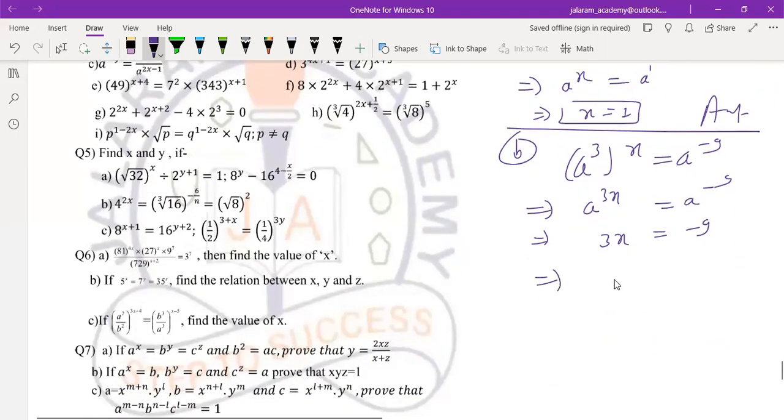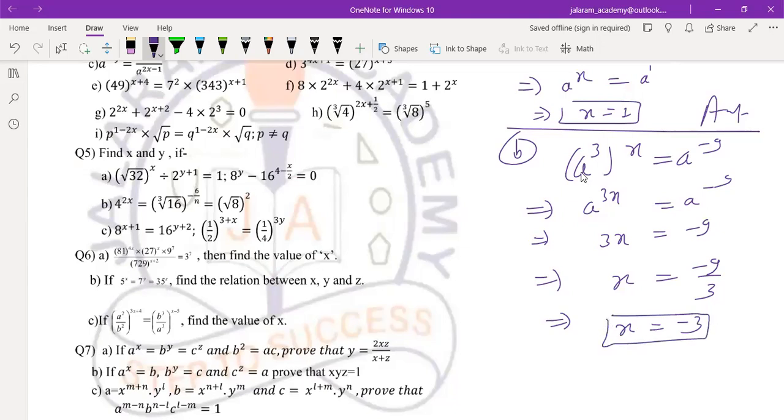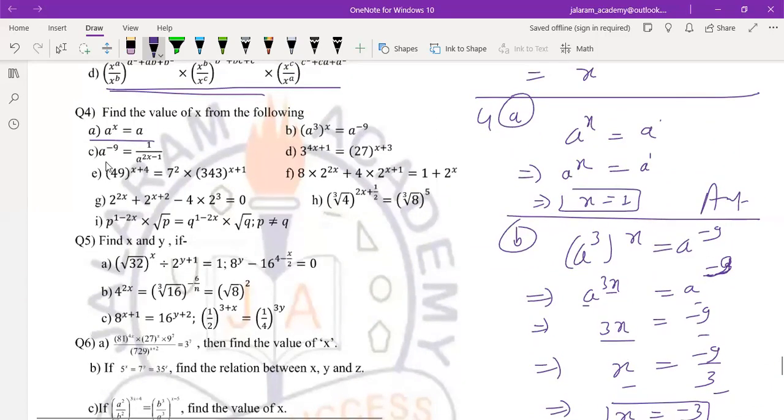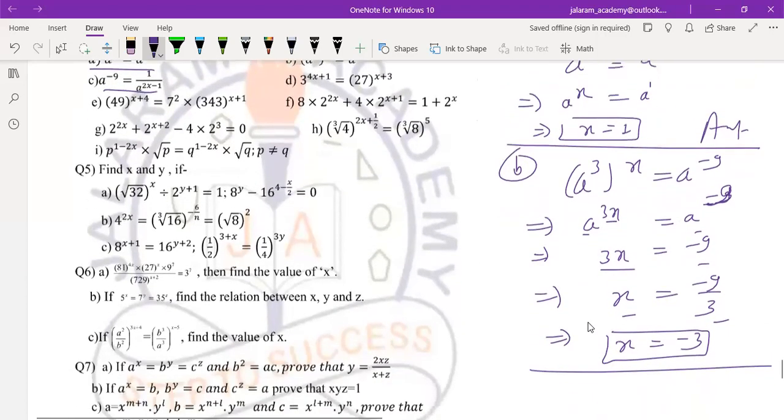All these are indices equations. So the method of solving them is comparing the powers both sides. If bases are same, powers must also be the same. Power of a in the left hand side is 3x and in the right hand side it is −9. So on comparing, it gives 3x = −9, that is x = −3. Similarly, we can solve question number C also.